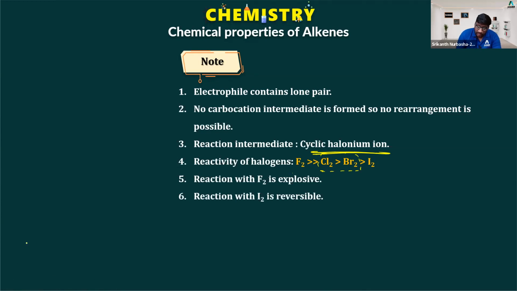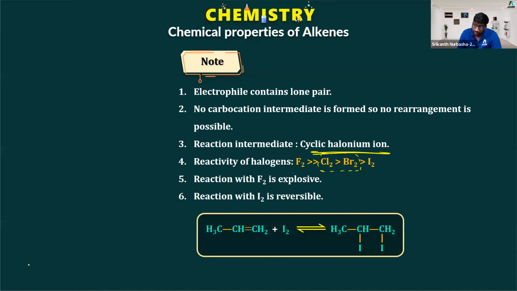Reaction with F2 is explosive. Reaction with I2 is reversible, because whatever vicinal diiodide forms will again react back to form I2 and alkene. So it is reversible.